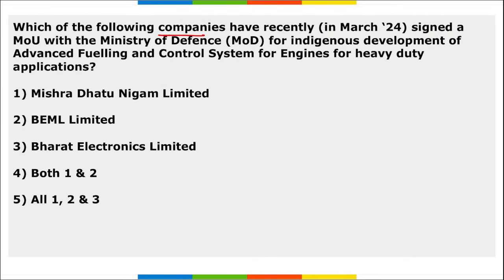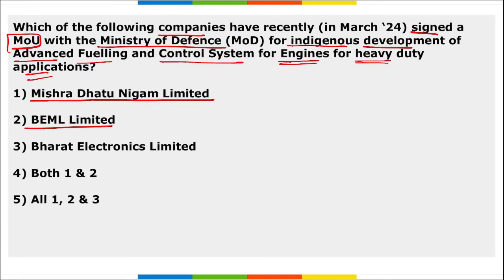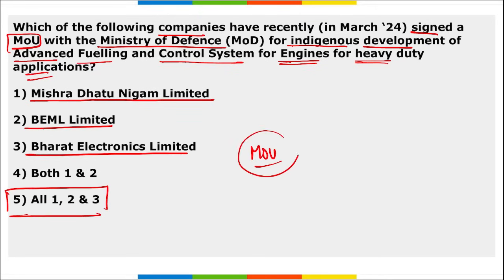Next, which of the following companies have recently signed a memorandum of understanding with Ministry of Defense for indigenous development of advanced fueling and control systems for engines for heavy duty applications? The right option here is Mishra Dhatu Nigam Limited, BEML Limited and Bharat Electronics Limited. All three have recently signed the memorandum of understanding. This collaboration aims to develop indigenous capabilities to design, test and manufacture the advanced fueling and control systems.